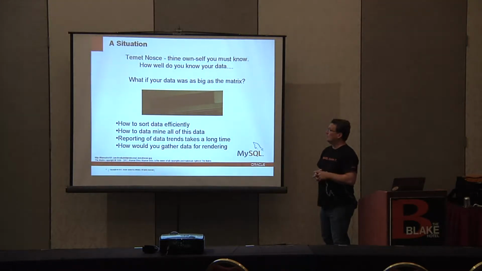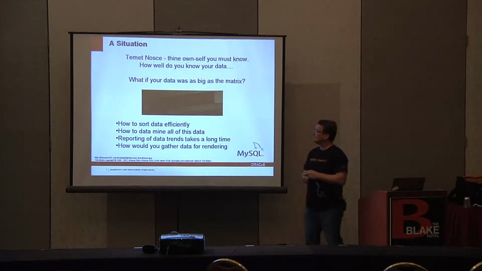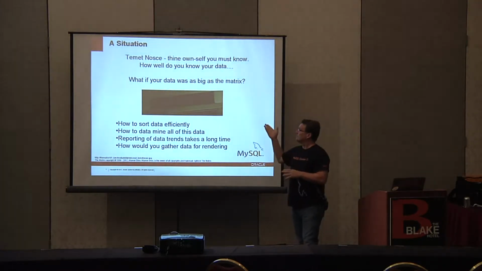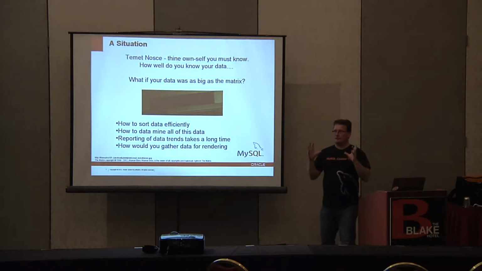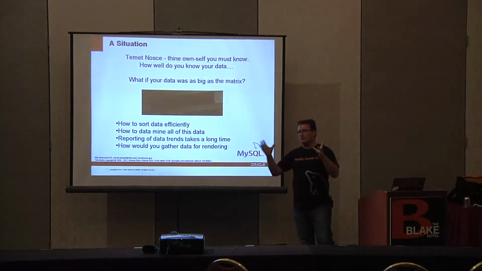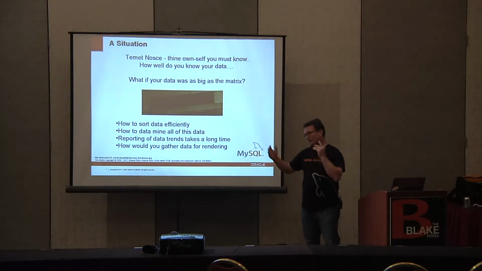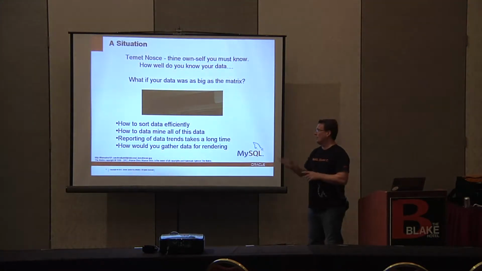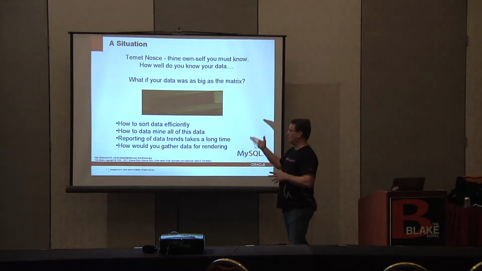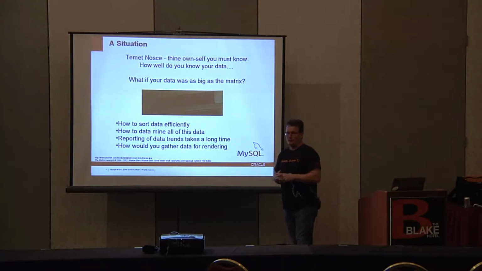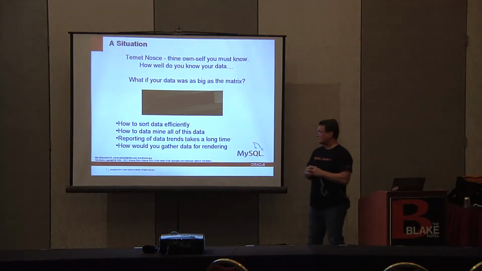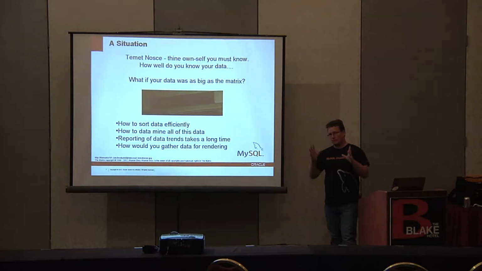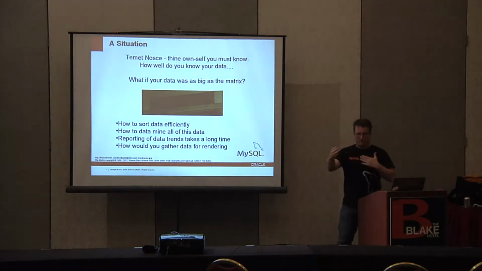But the question is, well, the picture doesn't show it too well, but what if your data was as big as the Matrix? What if you did have to have a database that held all that stuff so you could render out the Matrix in that example? How would you sort data efficiently? How would you define and data mine all that information, all the users, for example, et cetera? How would you report trends if you had a data space that size? It's a lot of data if you actually think back to the movie structure.